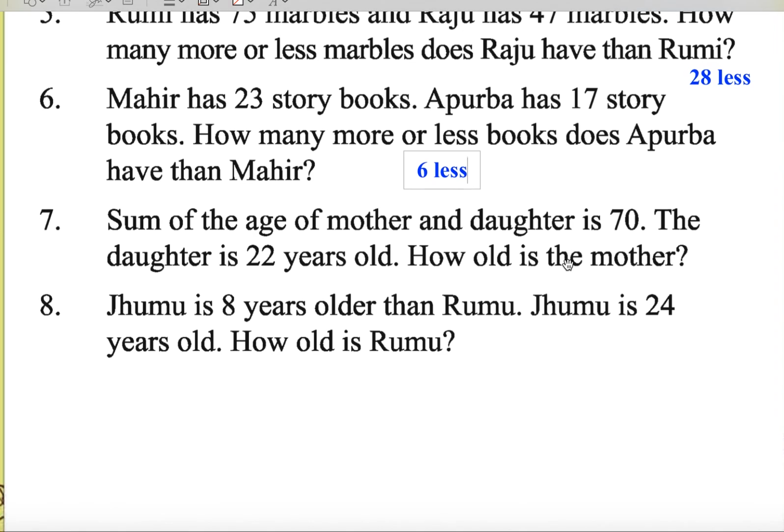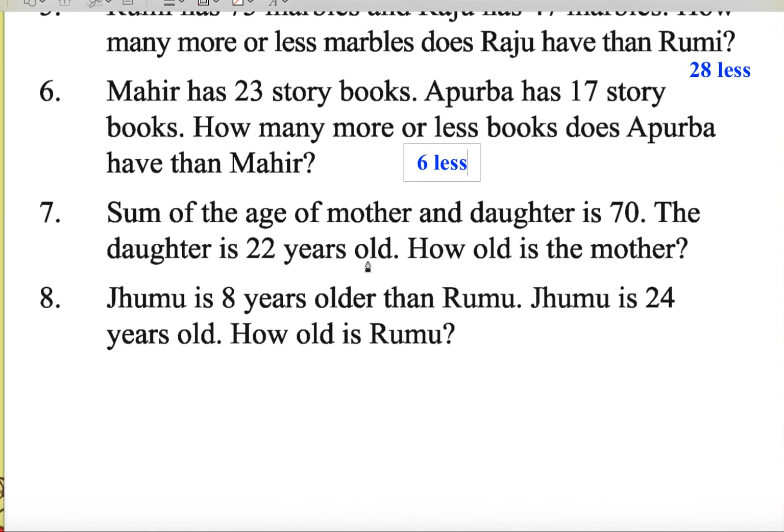The sum of the ages of the mother and daughter is 70. The daughter is 22 years old. How old is the mother? Then you need to subtract 22 from 70. If you subtract 20 from 70, you will get 50. If you subtract 2 from 50, you will get 48. So 48 years old.